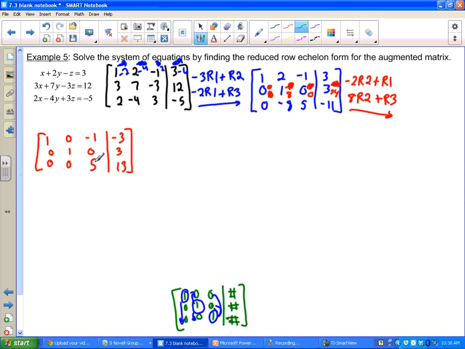Now I want to get a 1 right here at the bottom right of the coefficient part of my matrix. To get a 1 here, I have to multiply by the reciprocal of this, which is 1 fifth. So I'm going to do 1 fifth times row 3. Everything else stays the way it was. But here, if I multiply these by 1 fifth, it's still 0. 1 fifth times 5 is 1. Then I'm going to do 13 times 1 fifth.